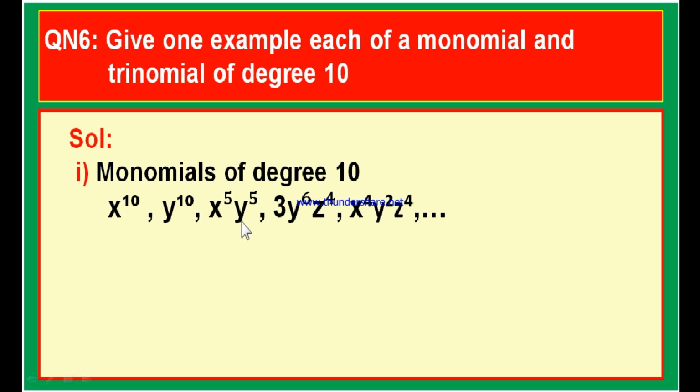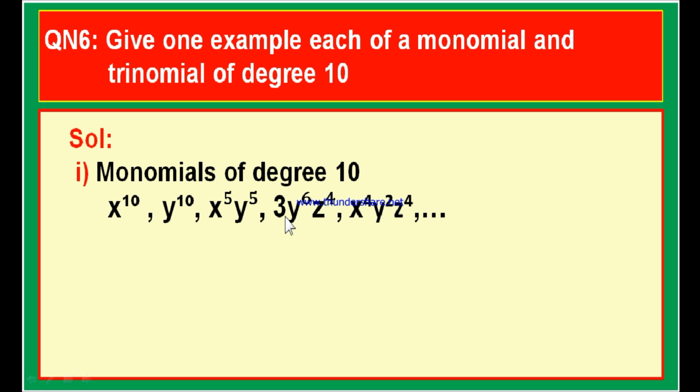In such cases, in order to find out the degree, you have to add all the exponents of the variables. Here, the variable x contains the exponent 5 and the exponent of the variable y is 5. If we add both the exponents of the variables, we will get 5 plus 5 is equal to 10. Therefore, the degree of this monomial is also 10.